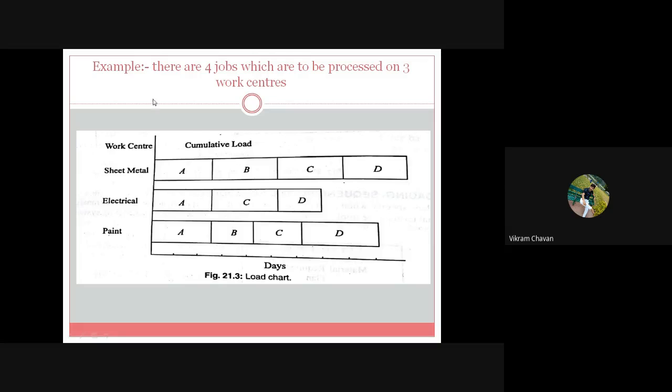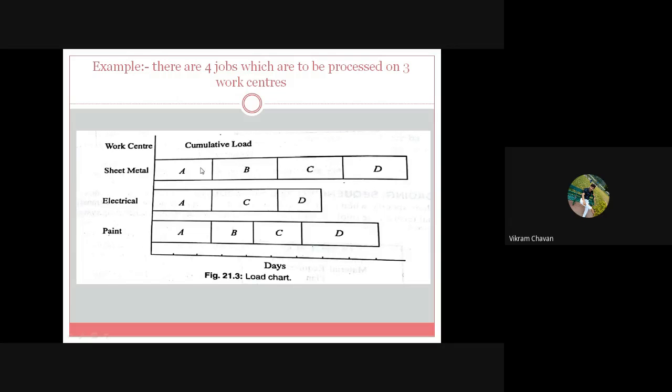Now consider here the example: there are four jobs. Okay, so which are those four jobs? That is nothing but A, B, C, D. These are the four jobs, and these four jobs should be processed on three work centers. Okay, these four jobs should be processed on three work centers. So we have already discussed that it is not required that the jobs are processed according to their specification or according to their requirement. Okay, now the four jobs should be processed on this particular sheet metal, that is A, B, C, D.